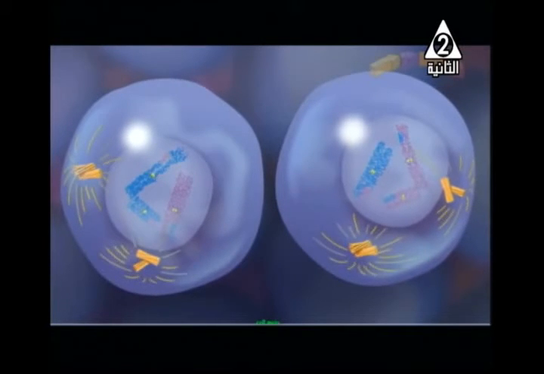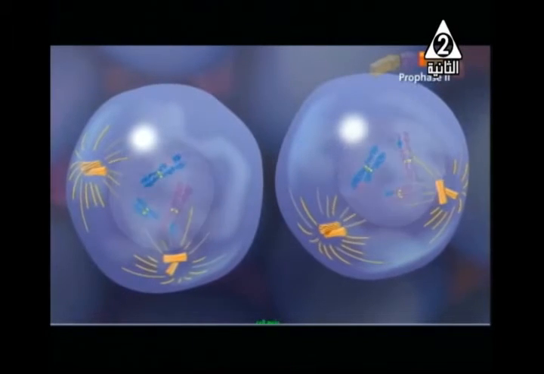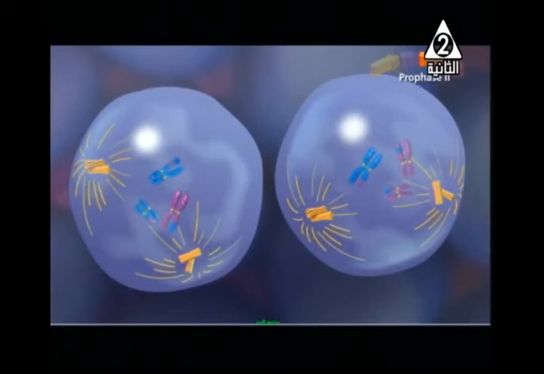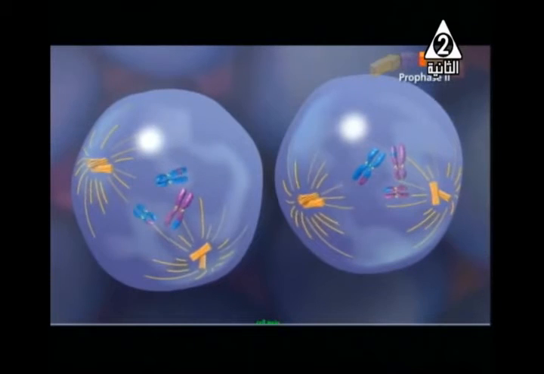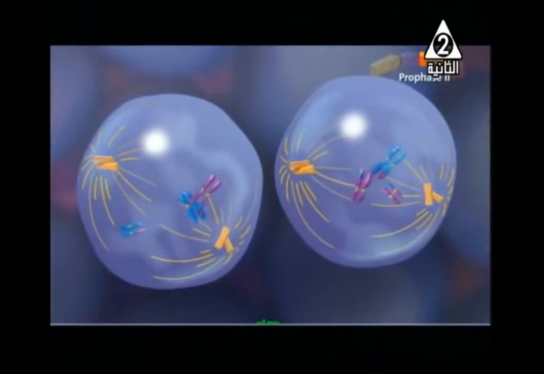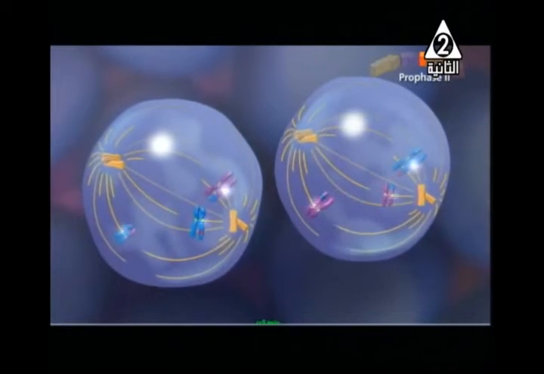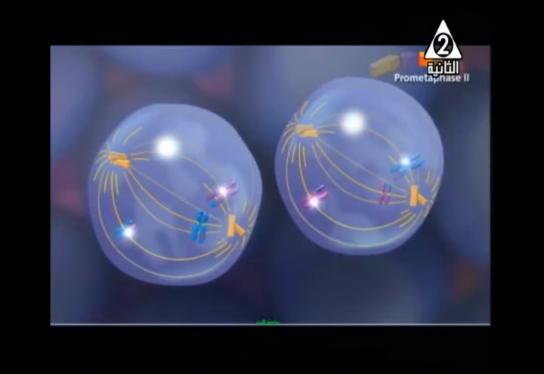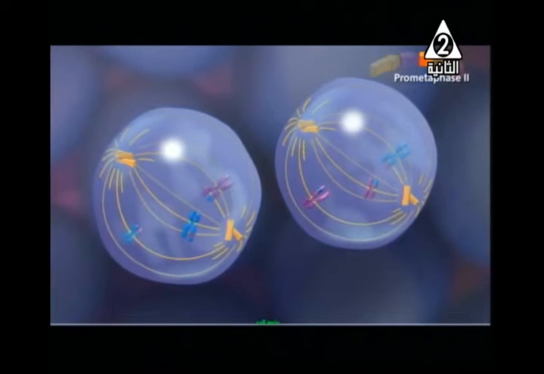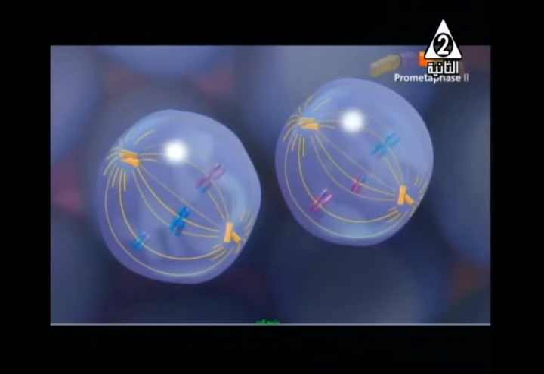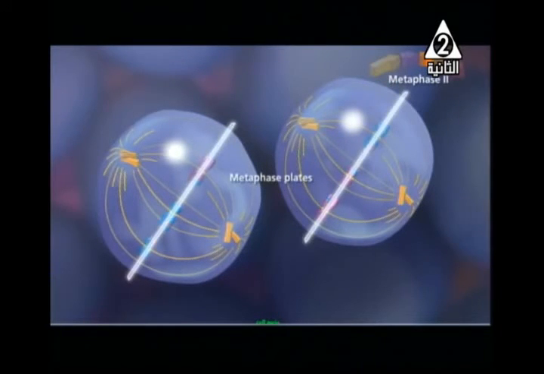How does the second meiotic division take place? The two cells resulting from the first meiotic division undergo prophase 2. In prophase 2, the nuclear membrane and the nucleolus disappear. The chromosomes float in the cytoplasm of the cell. Then the centrosome migrates to the cell pole to form the spindle fibers. Then the cell undergoes metaphase 2.